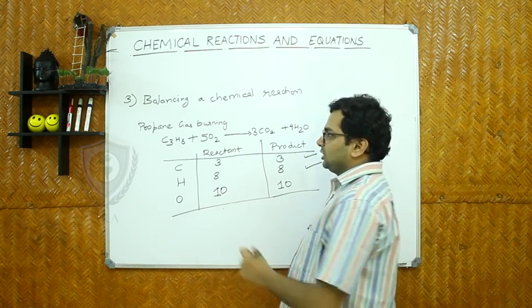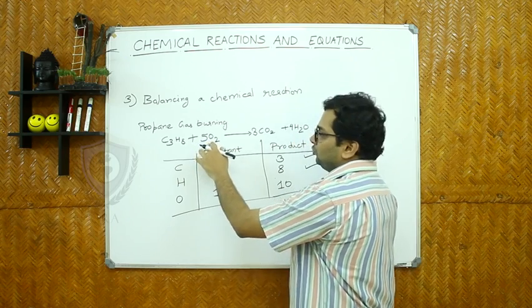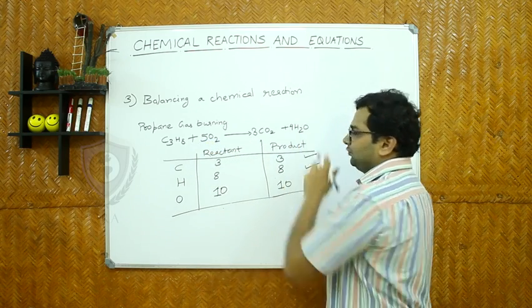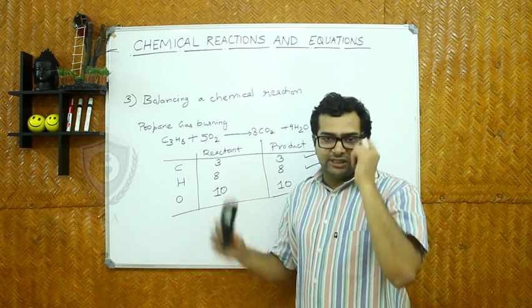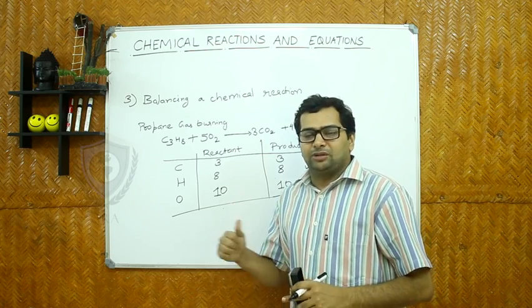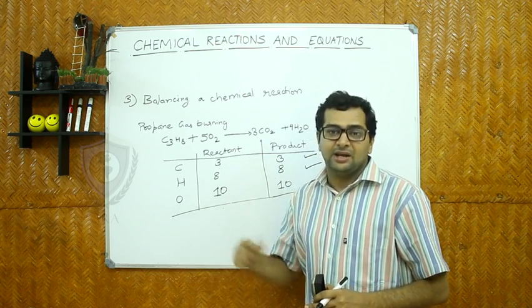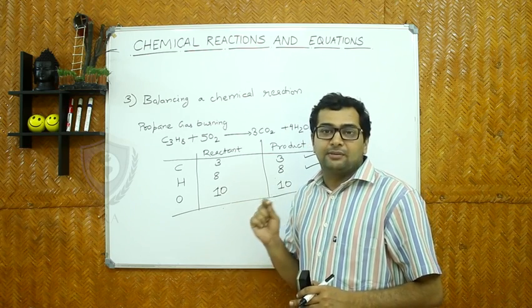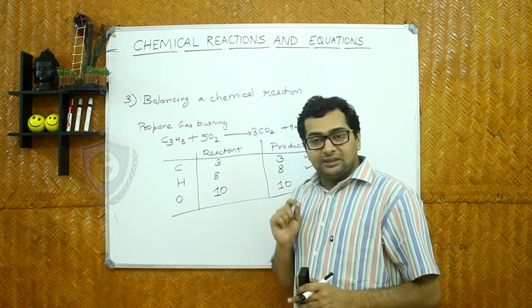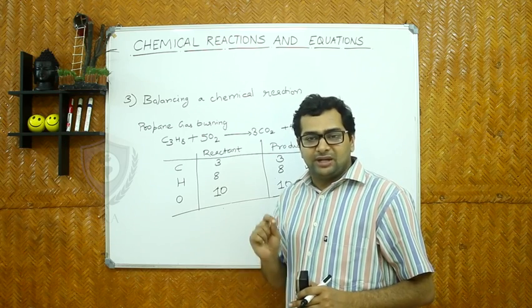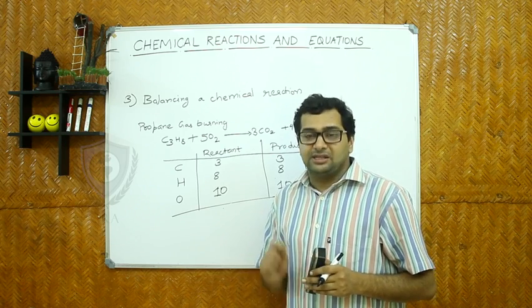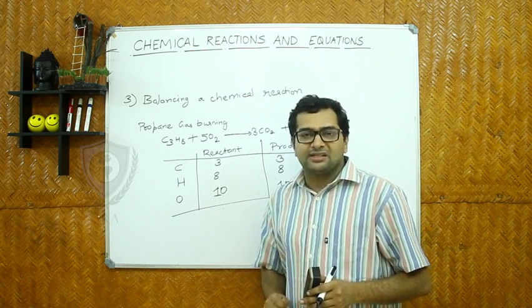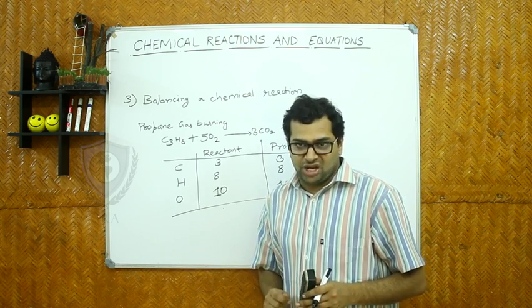So now let's look at this equation. C3H8 plus 5O2 giving 3CO2 plus 4H2O. Now if you see this equation, the number of carbon on the reactant side as well as product side is equal to 3. The number of hydrogen atoms on the reactant and product side is equal to 8. And the number of oxygen atoms on the reactant as well as the product side is equal to 10. So now we can say this reaction is a balanced reaction.